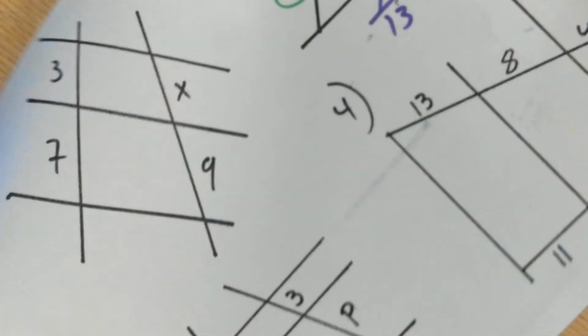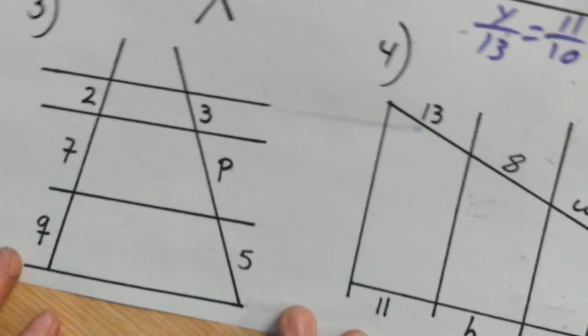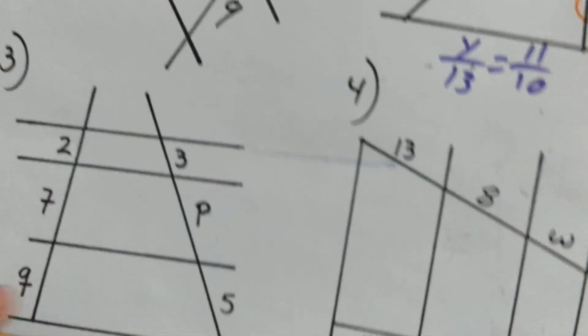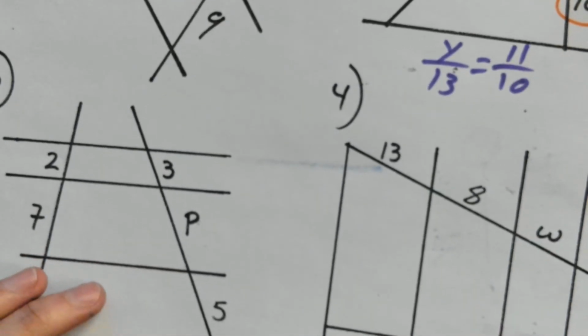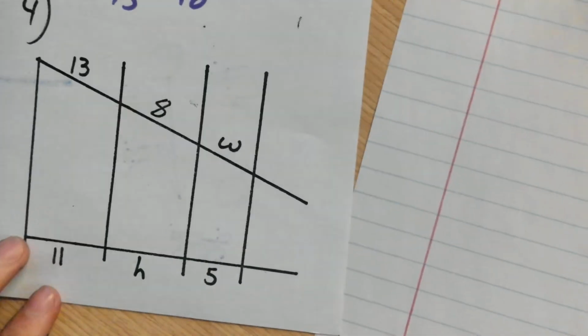Alright, now we have these ones. Now, I'm not going to do all of these ones, alright? I'm just going to do number 4. Okay, let's just do number 4.